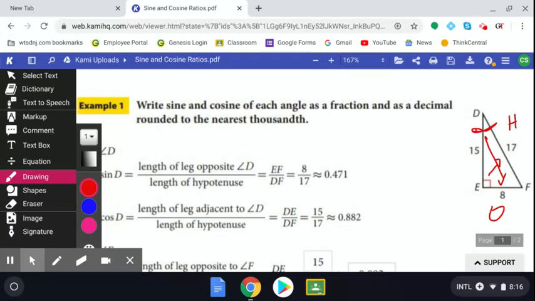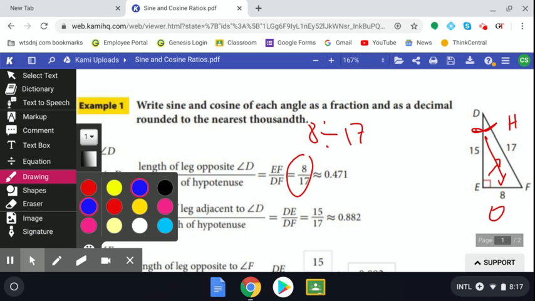So sine of angle D would be equal to the length of the leg opposite to angle D, which in this case is side EF, which measures 8 units, over the length of the hypotenuse, which in this case is side DF, which measures 17 units. If you enter that on the calculator, all this means is 8 divided by 17, you get that ratio. Okay, so you can write the value for sine of angle D as a decimal, or you can write it as a ratio. For cosine of angle D, now things change.